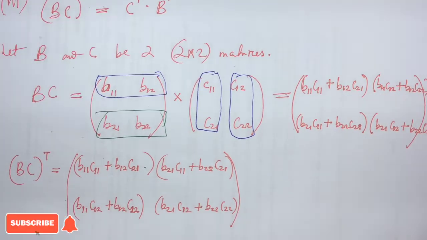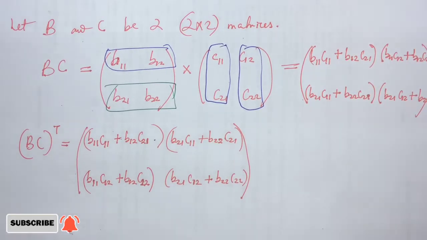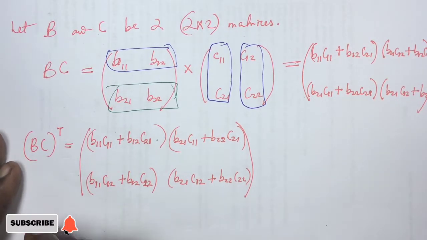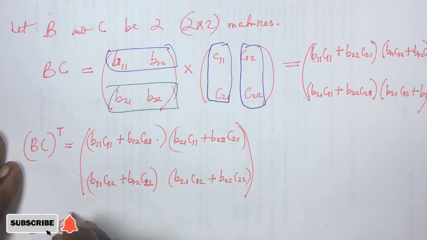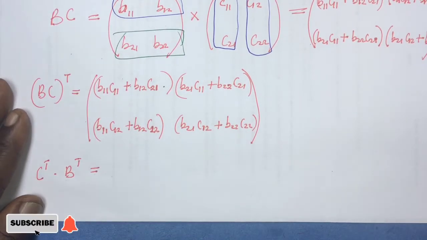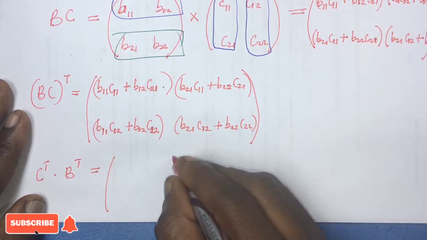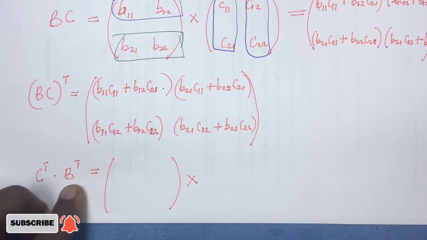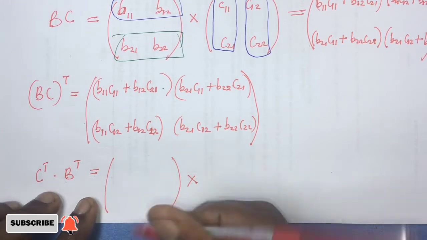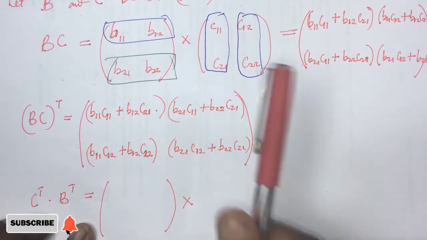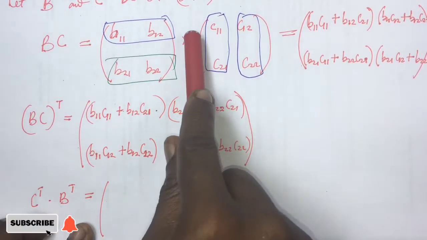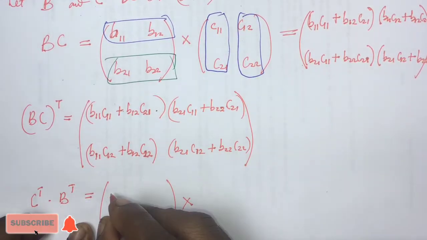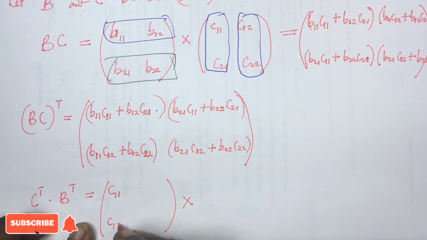Okay, now having obtained BC transpose, let us now see what the result will be for C transpose times B transpose. Let's see what that result will give us. So the first thing I'm going to write out here is C transpose. What is C transpose? This is C. Okay, so if you transpose C, it means writing the row in C, which is C11, C12, to become a column. C11, C12.